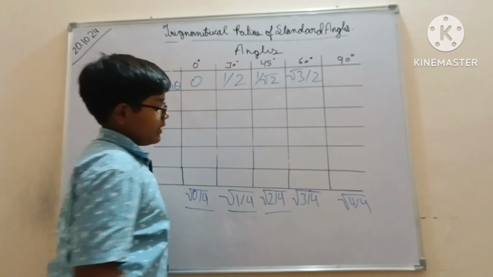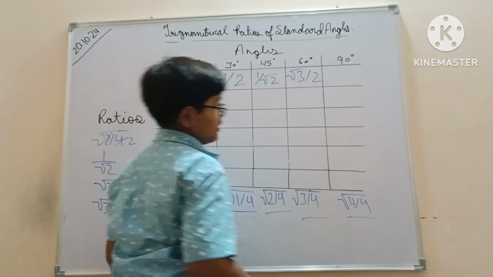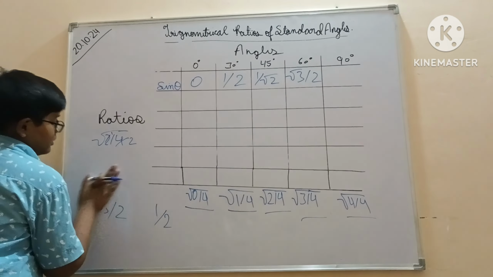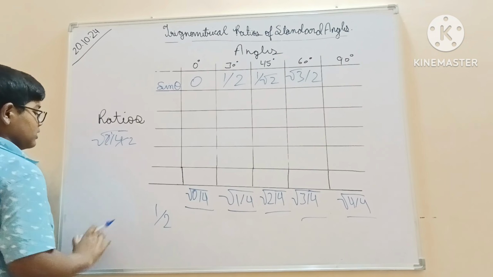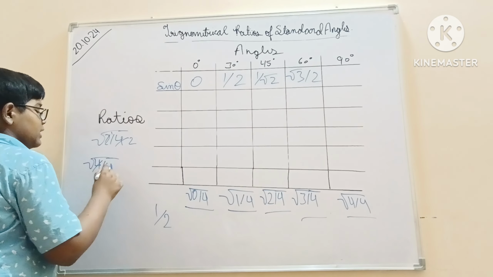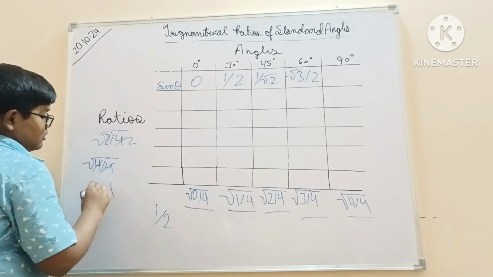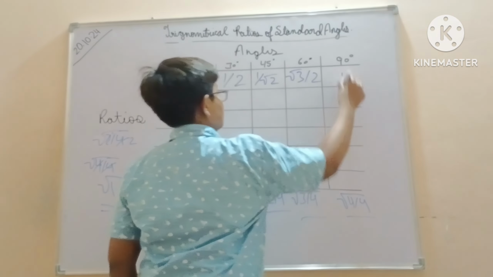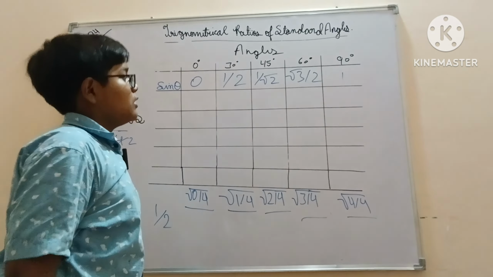Now 90 degree will be found by root 4 divided by 4. Root 4 divided by 4 is a fraction in which 4 will cancel the 4 and it will become 1. Root 1 will become only 1. So sine 90 degree value is 1.